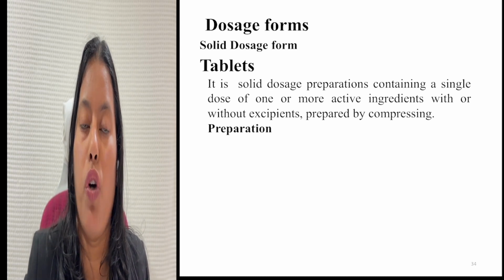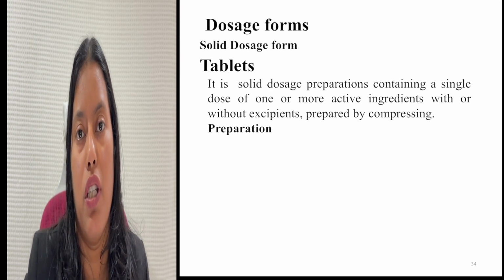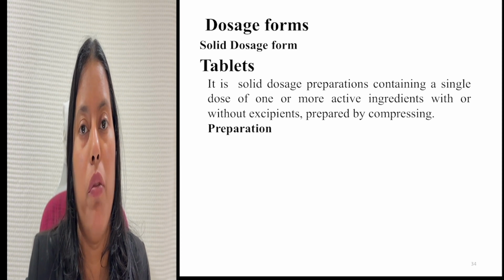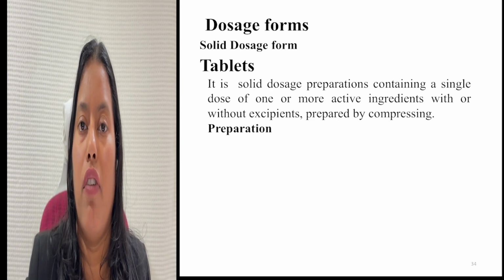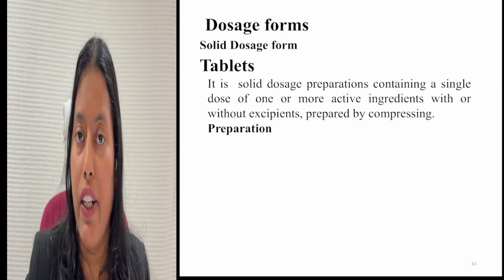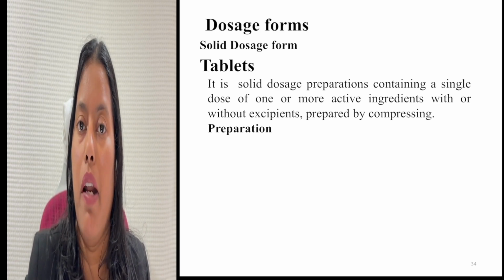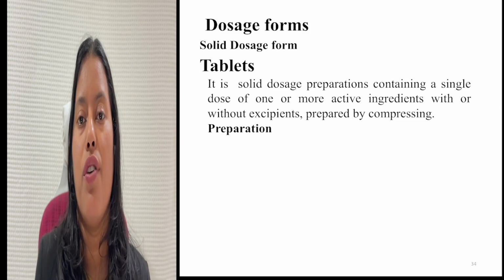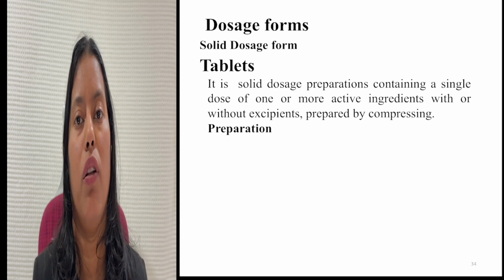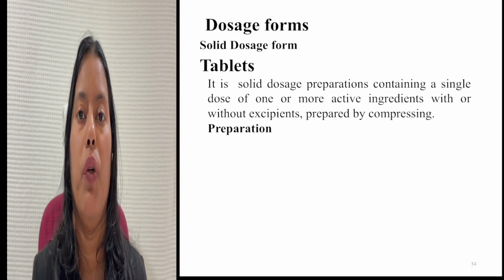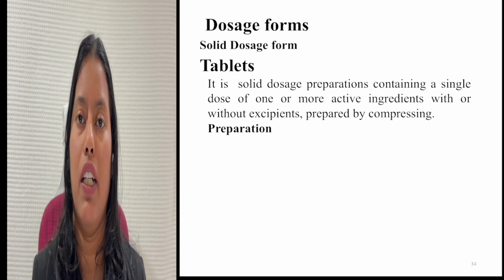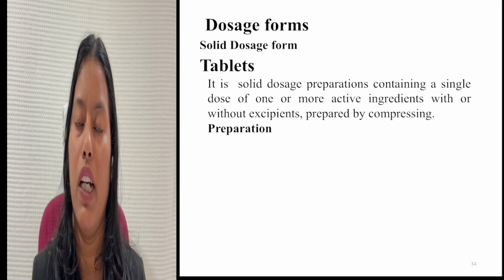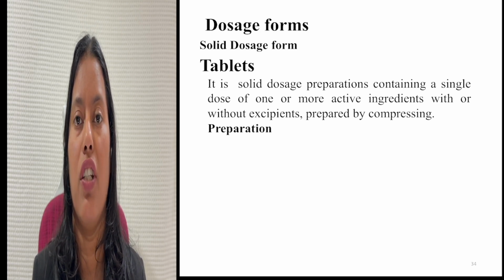Tablet is the most common solid unit dosage form, and tablets are prepared from dry powders or granules. A tablet may contain one or more active ingredients, and they are prepared by the compression method. So what are the excipients included in the tablet formulation? You have the drug, then the diluent or filler, binder, glidant, lubricant, and sometimes a flavoring agent.